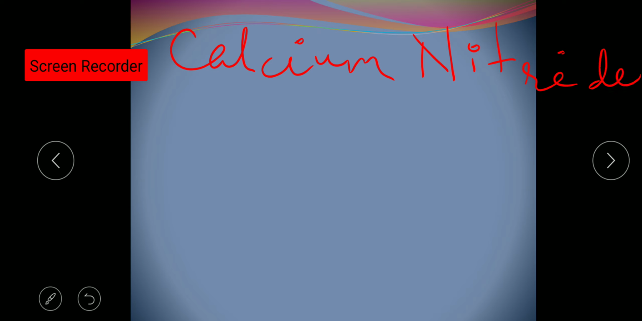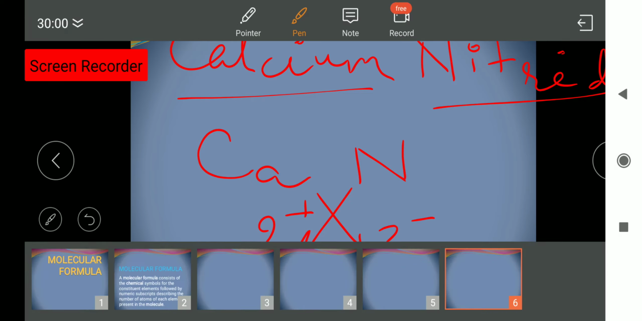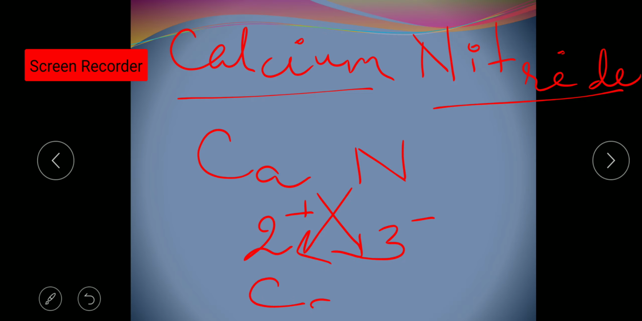Okay. So what is the symbol of calcium? That is Ca. And what is the symbol of nitrogen? That is N. What is the valency of calcium? That is 2 plus. And what is the valency of nitrogen? That is 3 minus. Then do the crisscross. So Ca how many? 3. Ca3 and N2. So Ca3N2 is the molecular formula of calcium nitride.